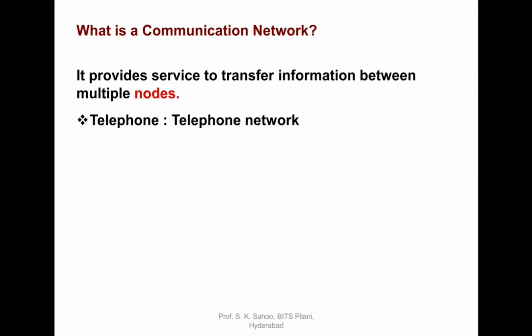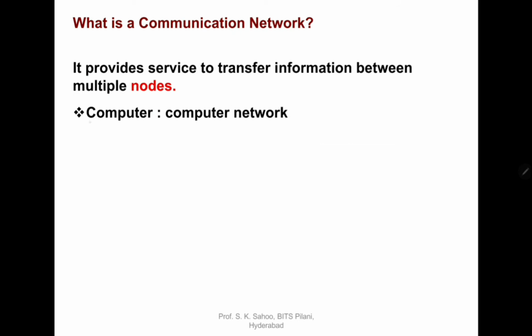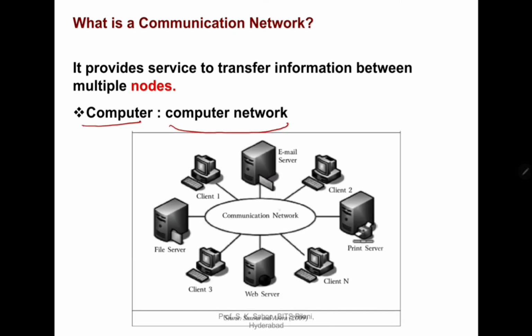Next, we can assume those nodes are telephones. If it is telephone, then we can say that it is a telephone network. So this is a telephone network, in which we have telephones. They are connected through switching stations and finally main switching stations. So this completely is showing a telephone network. If the nodes are computers, we can call it a computer network. So this is a total communication network in which all these are connected as computers. So it becomes a computer network.